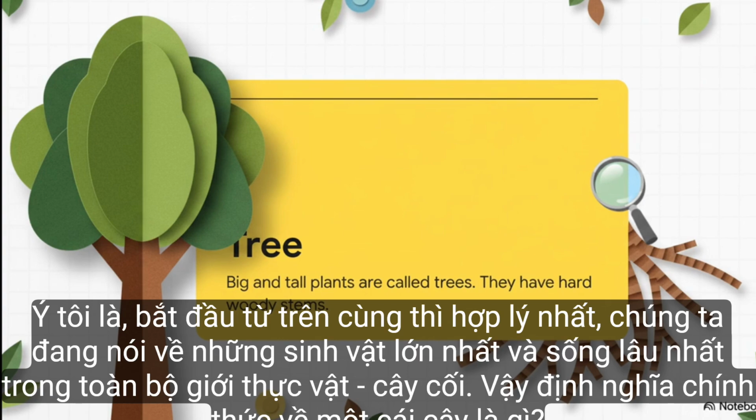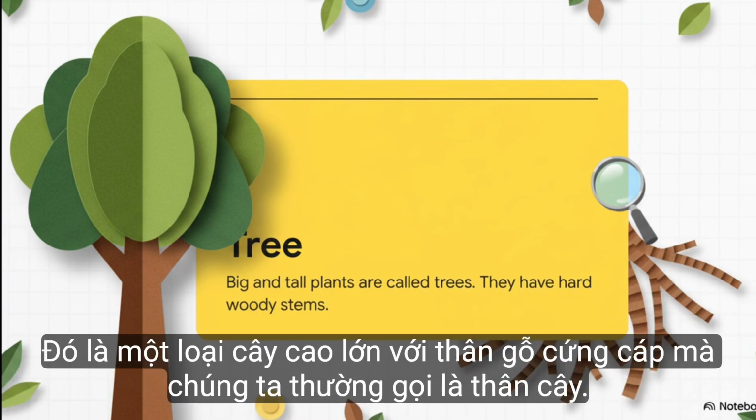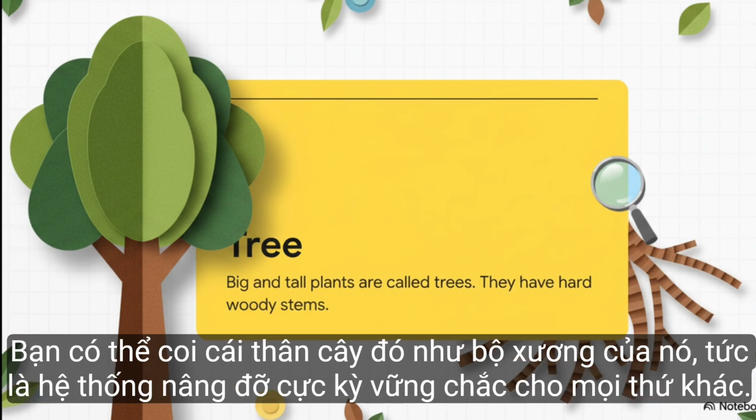So, what's the official definition? What makes a tree a tree? It's pretty straightforward, really. It's a big, tall plant with a hard, woody stem, what we all call a trunk. You can think of that trunk as its skeleton. It's the super strong support system for everything else.